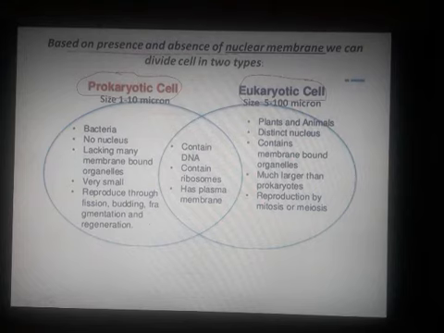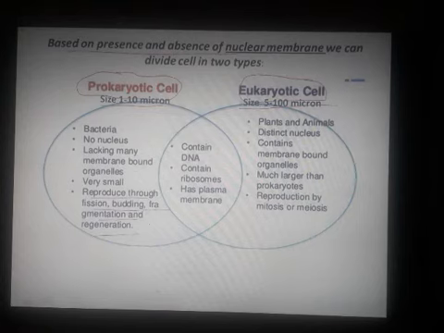The first thing, size difference. Prokaryotic cells are small in size, whereas eukaryotic cells are bigger. An example of prokaryotic is some bacteria, whereas we all, plants and animals, are eukaryotic. The cells in our body are eukaryotic in nature. They have a distinct nucleus. In prokaryotic cells there is no nuclear membrane, so no distinct nucleus; you cannot very well distinguish it. Lacking many membrane-bound organelles, they are very small and they reproduce through fission, budding, fragmentation and regeneration. This we have studied in 8th class.